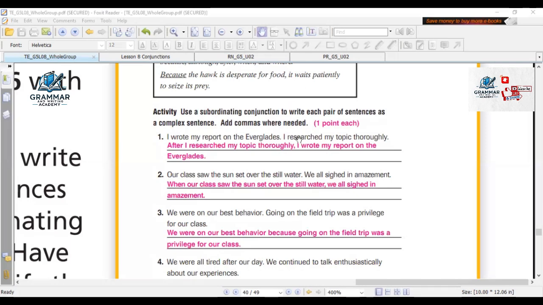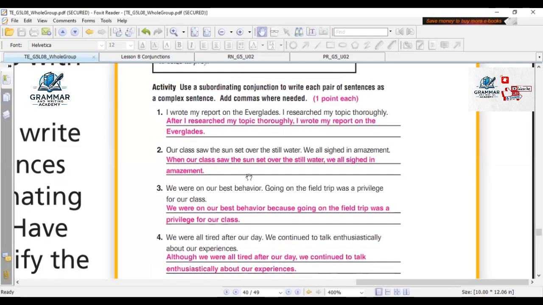Although we were all tired after our day, we continued to talk enthusiastically about our experiences. What does enthusiastically mean? In an excited way. You felt excitement.